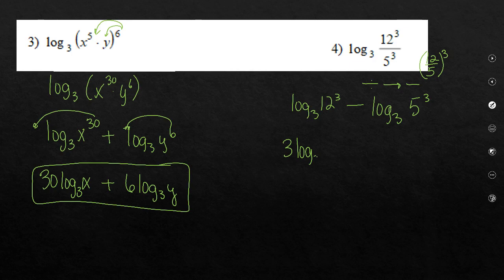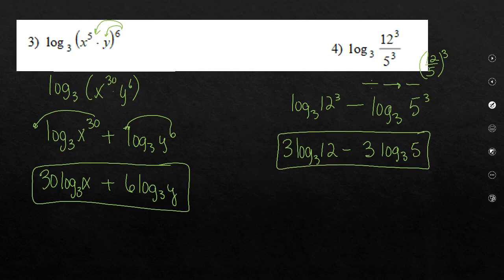3 log base 3 of 12 minus 3 log base 3 of 5. This answer is perfect. If you wanted, because they both have that same coefficient, you could pull out the 3 and have it outside parentheses: 3 times the quantity log base 3 of 12 minus log base 3 of 5. That is another way that you could write that answer. Not necessary, but can be done.